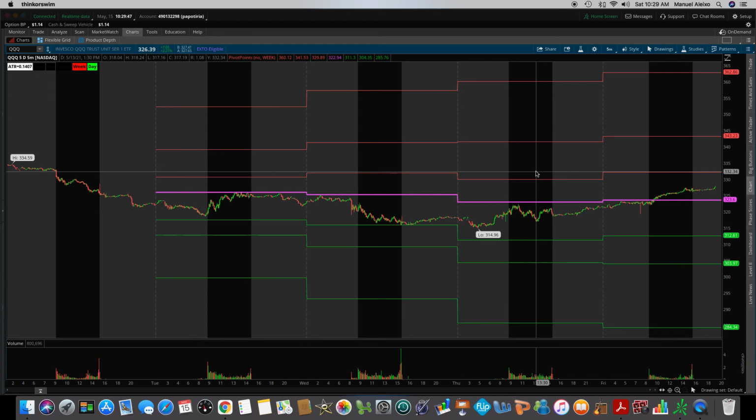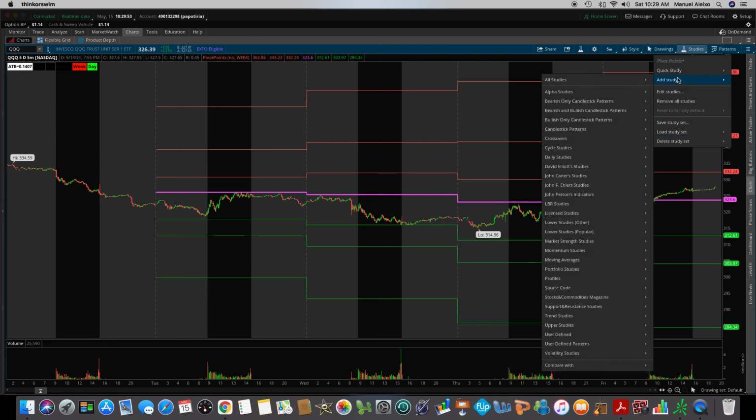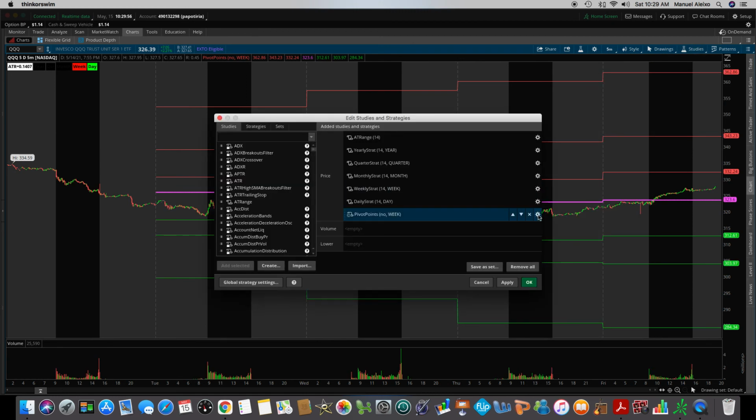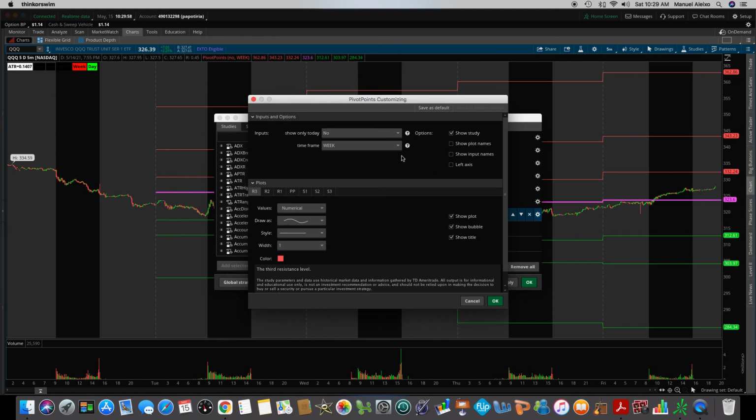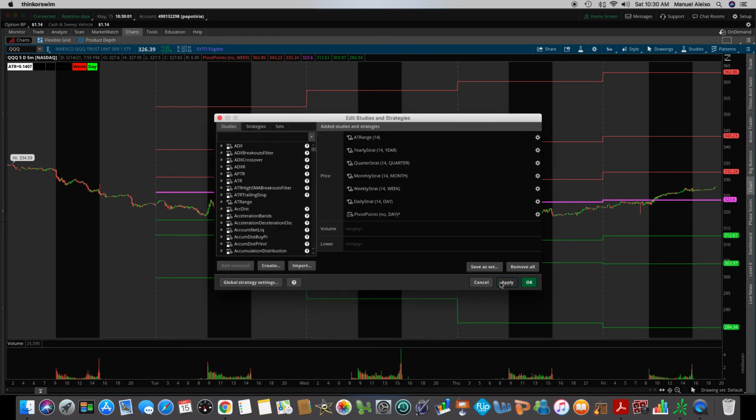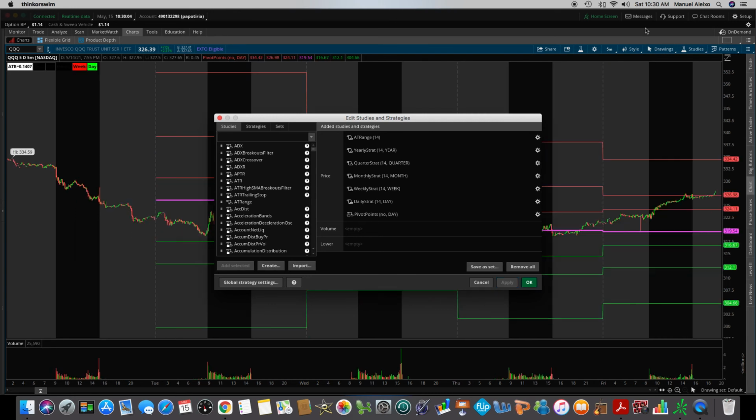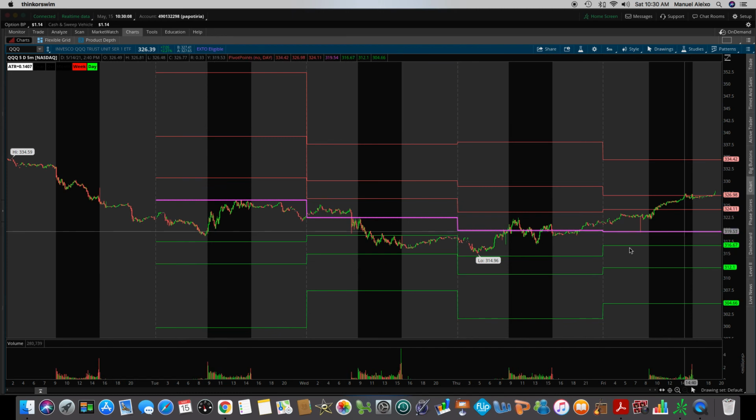Again, I like using the weekly pivot line. Some people like using the daily pivot line. I will just show you the difference. If I go to my edit studies, I go to my pivot lines, and I change the weekly to a daily. I hit OK, I hit apply. My pricing is going to change completely. As you can see, pricing drops quite a bit as far as the pivot lines are concerned.